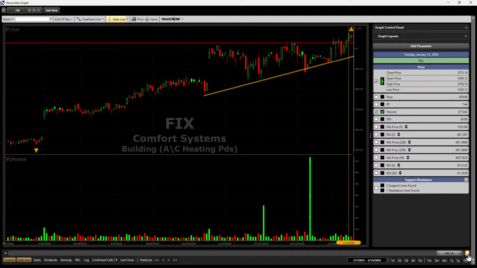So if we step forward the next day, 1,043, we got to 1,079 during the day. You took the trade there on that day. You got confirmation on January 14th.